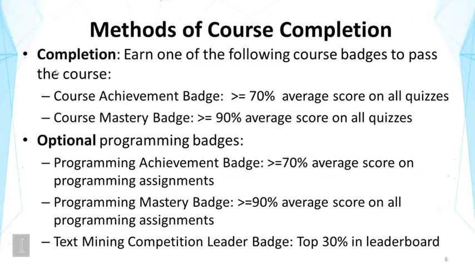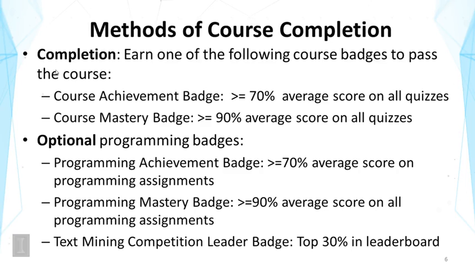So finally, some information about how to complete the course. This information is also on the web. So I just briefly go over it. You can complete the course by earning one of the following badges. One is course achievement badge. To earn that, you have to have at least 70% average score on all the quizzes combined. It doesn't mean every quiz has to be 70% or better.